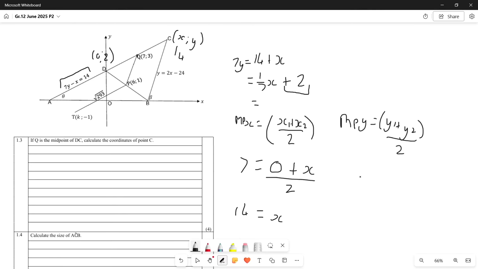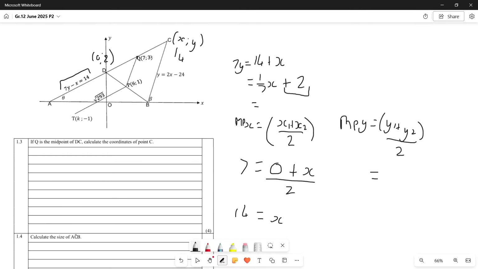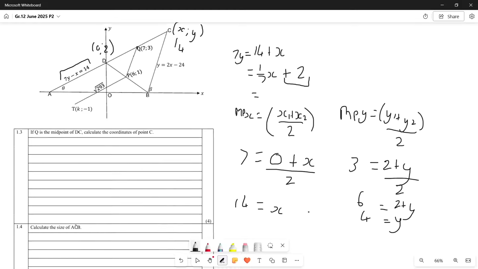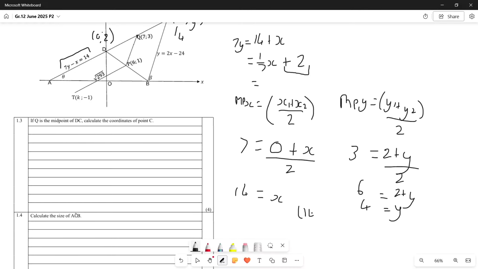And now MP of y, calculating that, we have 3 as the y value for our midpoint. y1 is 2 over here, plus the y that we want, and then we divide by 2, times the 2 up there. So we got 6, 2 plus y, and we can take the 2 over, and then y equals 4. So our coordinate pair there is 14 for our x and 4 for our y.